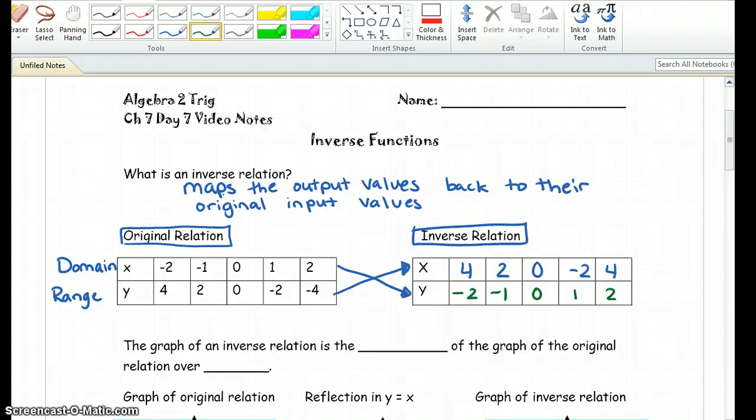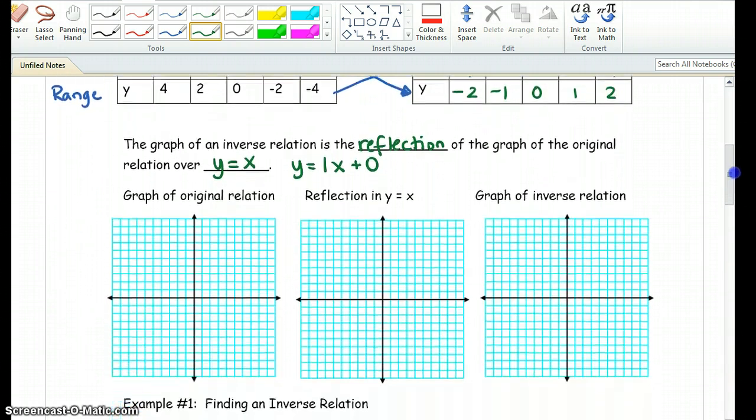The graph of an inverse relation is the reflection of the graph of the original. This is a reflection over the line y equals x, or you can think about it as y equals 1x, where the slope is 1 and the y-intercept is 0. Alright, let's go ahead and look at an example.